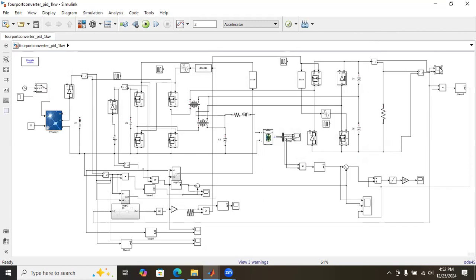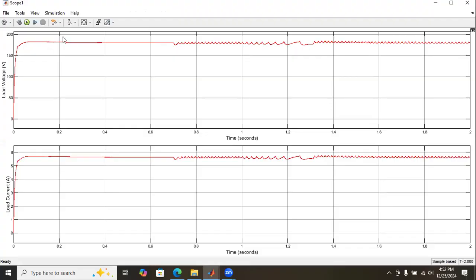Here if you see, the voltage is around 180 volt. After 0.7 seconds, the battery is providing the supply. So there is slight oscillation here. This is due to the variation in the duty ratio and also due to the variation in the battery voltage. Until 0.7 seconds, the PV plus DC voltage source is providing the supply.